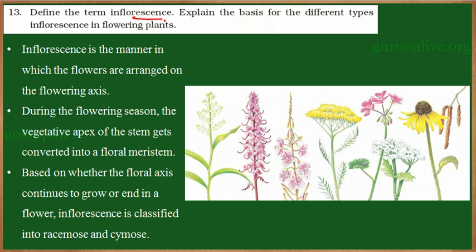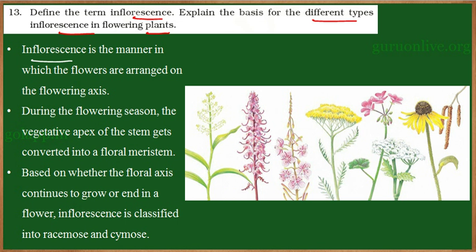Define the term inflorescence. Explain the basis for different types of inflorescence in flowering plants. So here, the word inflorescence means in certain plants there will be a cluster of flowers. Now how these cluster of flowers are arranged on the stem, this is known as inflorescence.